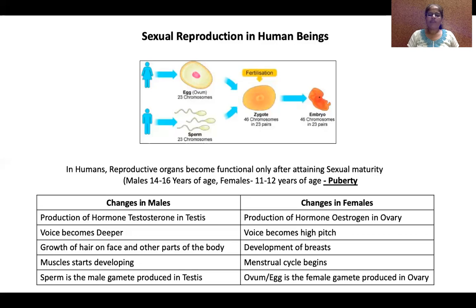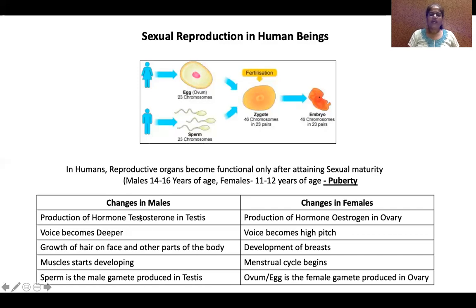For males, it will be between 14 to 16 years of age, whereas for females, 11 to 12 years of age. That age where females and males attain sexual maturity is called puberty. It happens during adolescent age. That period of sexual maturity is called puberty. During this puberty, there are so many physical changes, and we can see the changes by appearance itself. These changes happen in both males and females. Let us see what changes happen during puberty in males and females.